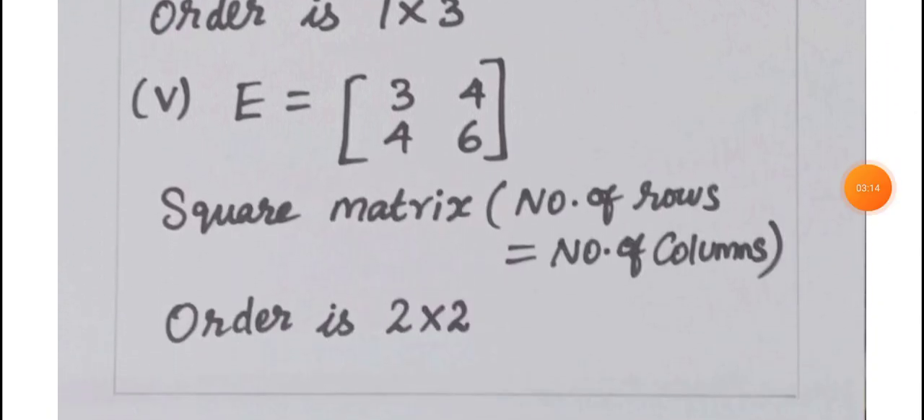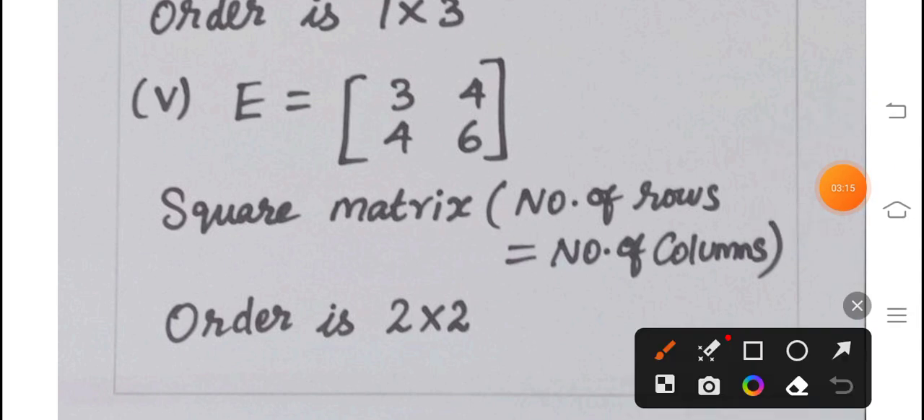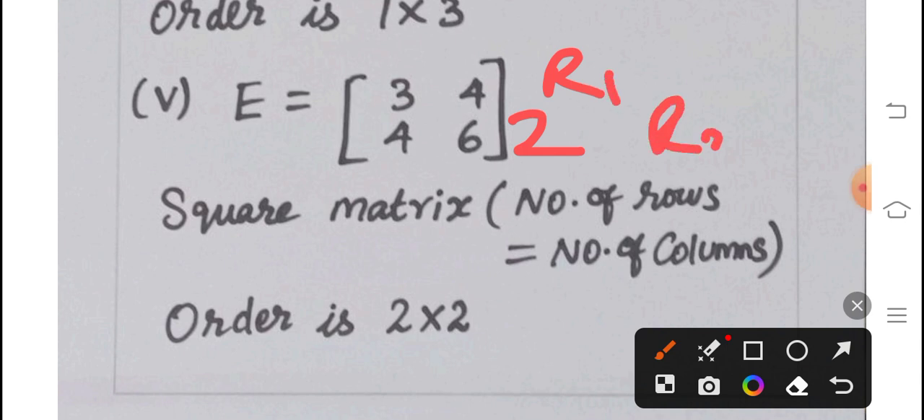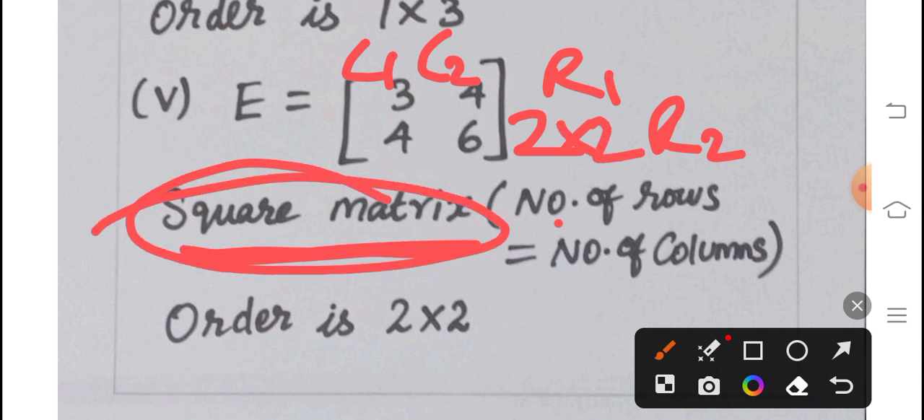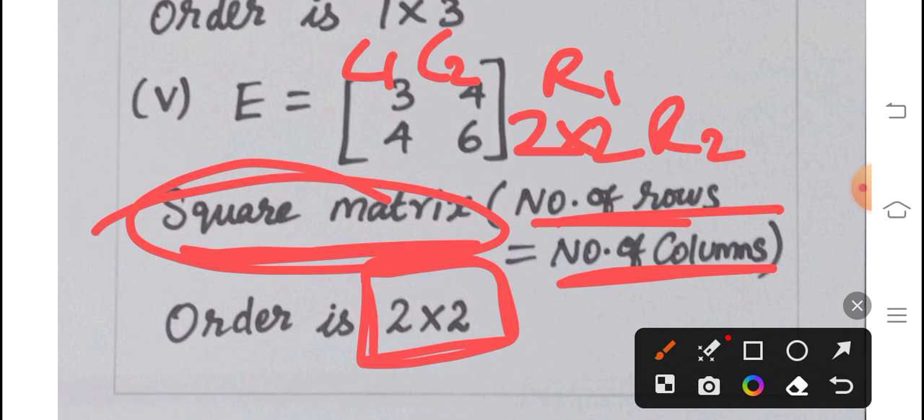Then the fifth one. We have 2 rows and 2 columns, R1, R2, C1, C2. That matrix is a square matrix, because the number of rows equals the number of columns. So the order is 2 by 2.